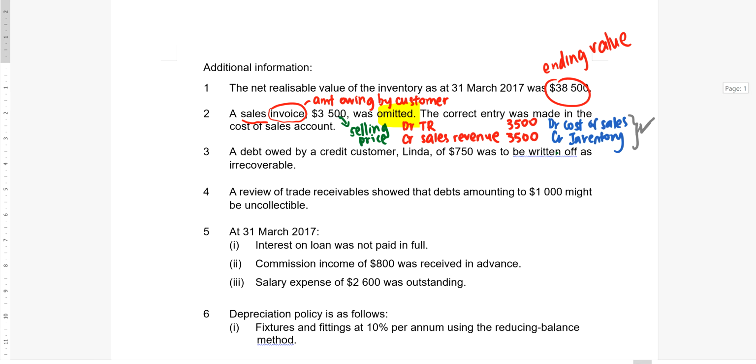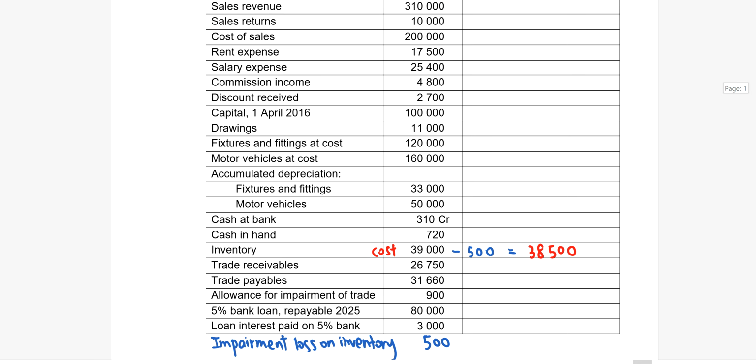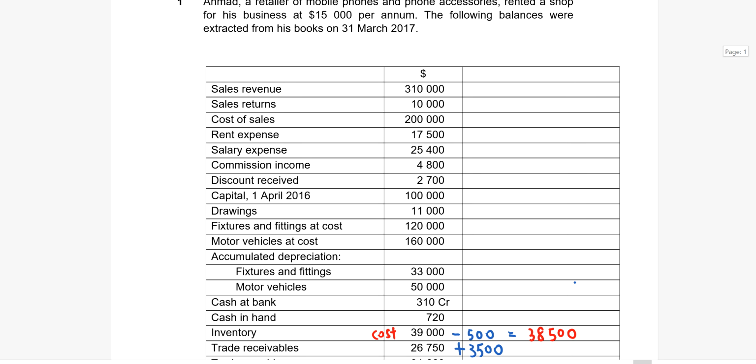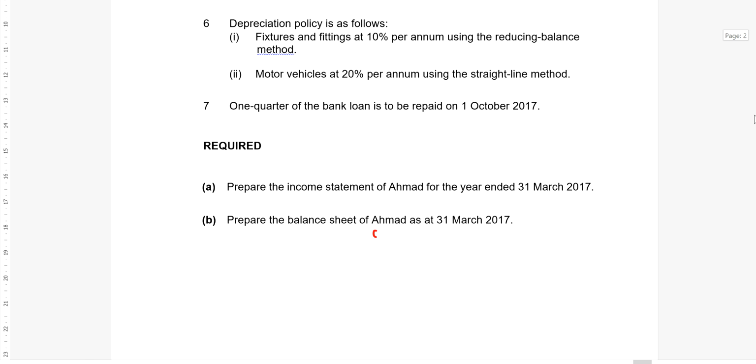So let's go up and adjust our value. My trade receivables should go up by $3,500. And my sales revenue, let's see, where's our sales revenue? Sales revenue, yes, it's up there. Should go up by $3,500. Let's look at the third adjustment.